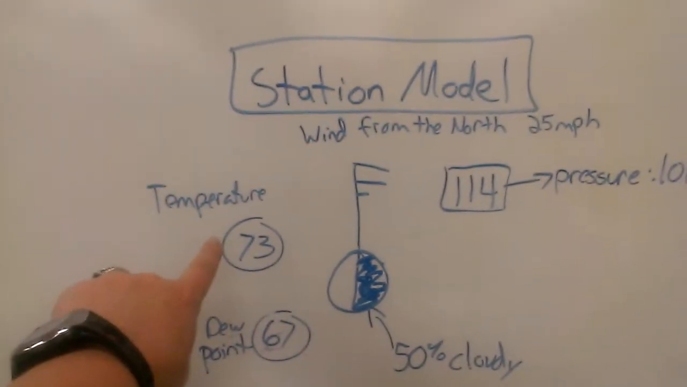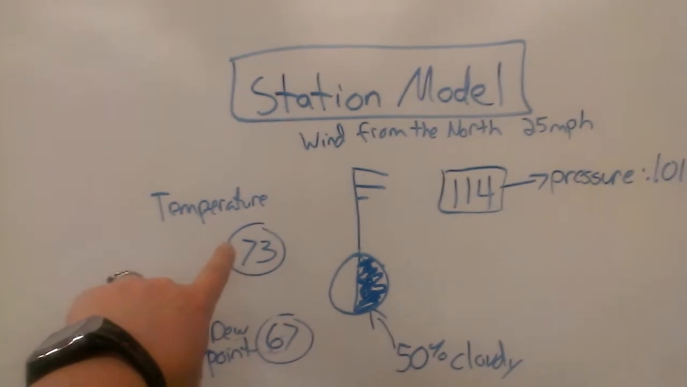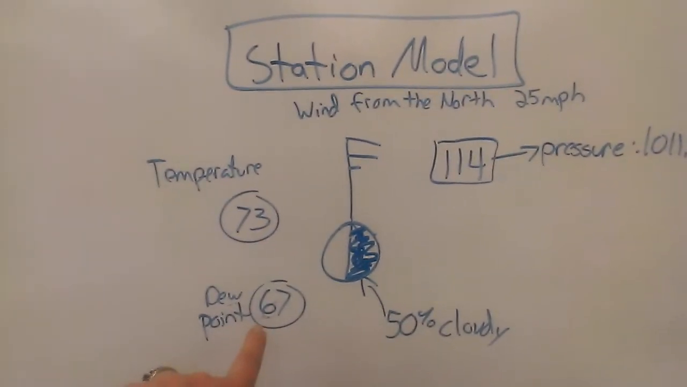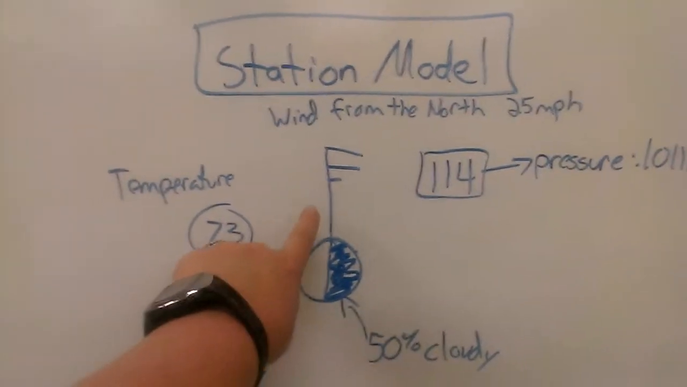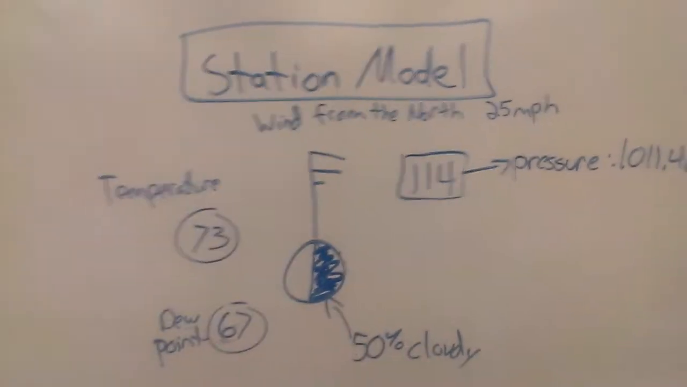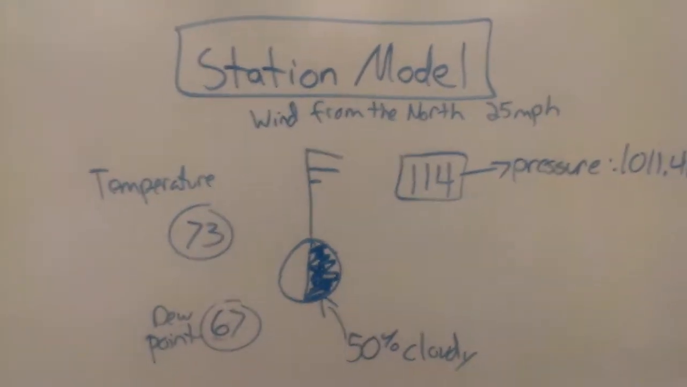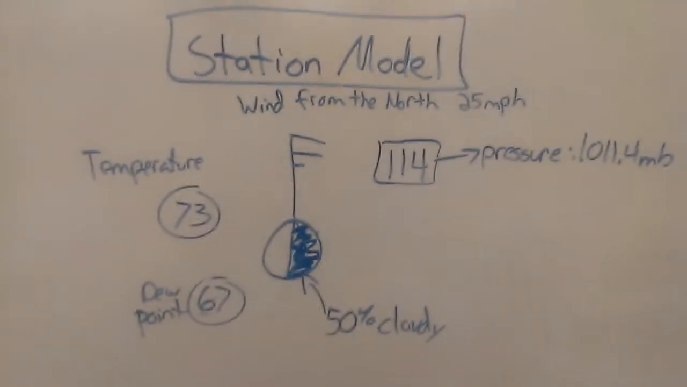Temperature is found in the left corner, and that would be 73 degrees Fahrenheit, and dew point is to the bottom left corner at 67 degrees Fahrenheit. And then wind direction: the wind is blowing from the north, and we have two long lines and a short line at 25 miles per hour. So that's your station model.